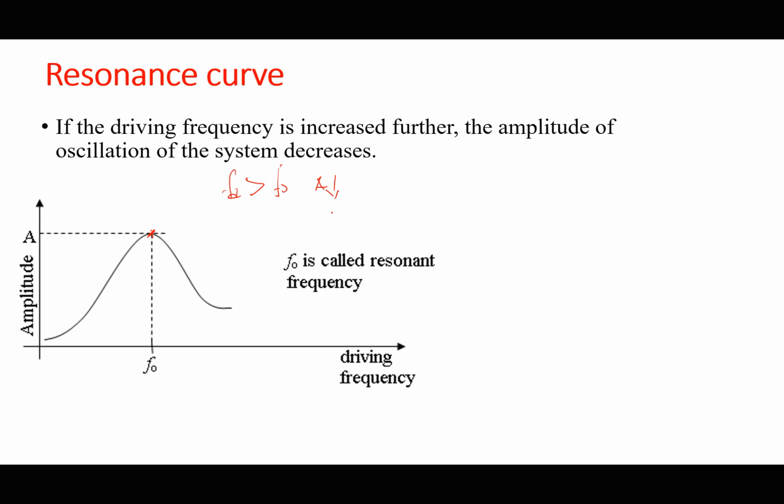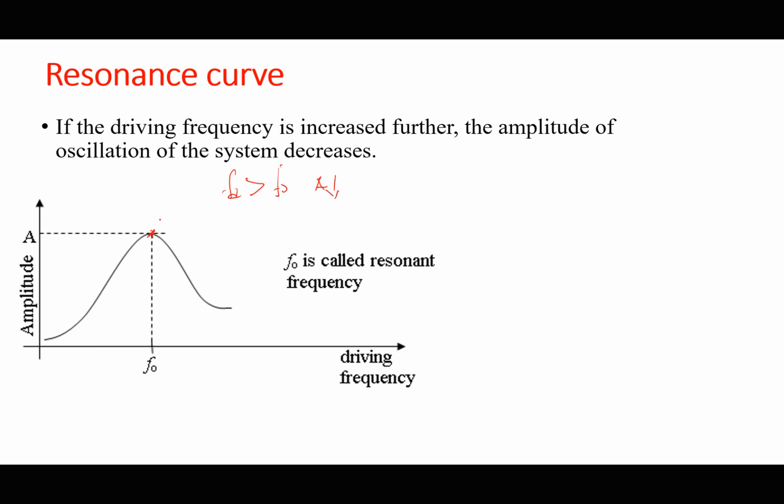If you push the person faster than the swing is moving, it means your hands are oscillating faster than the swing itself, which means you'll instead take energy out of the oscillating system. In other words, the amplitude therefore decreases. This is what we call the resonance curve.